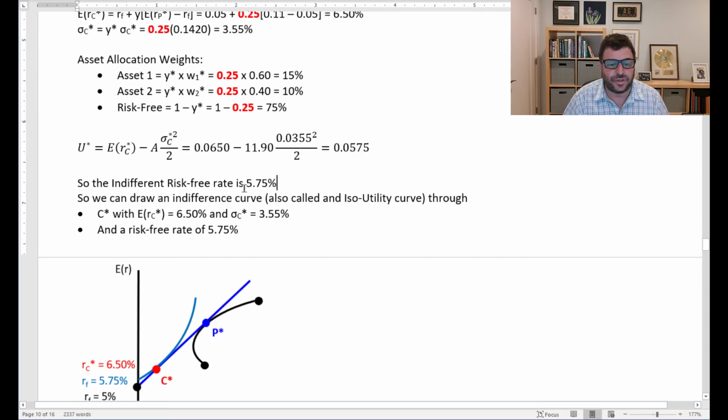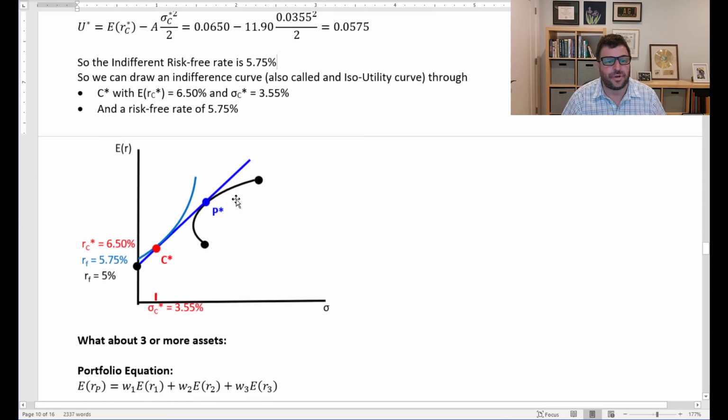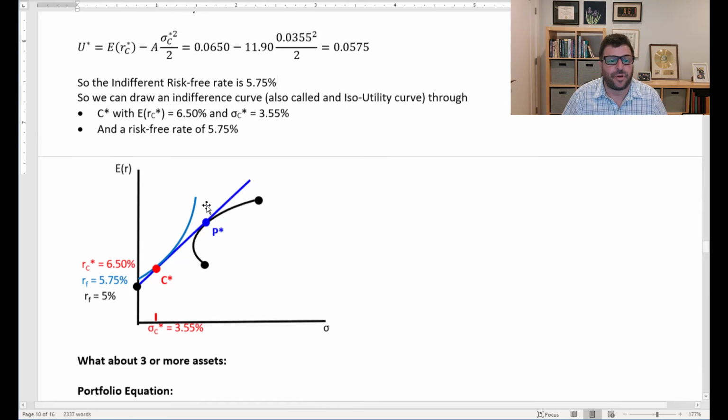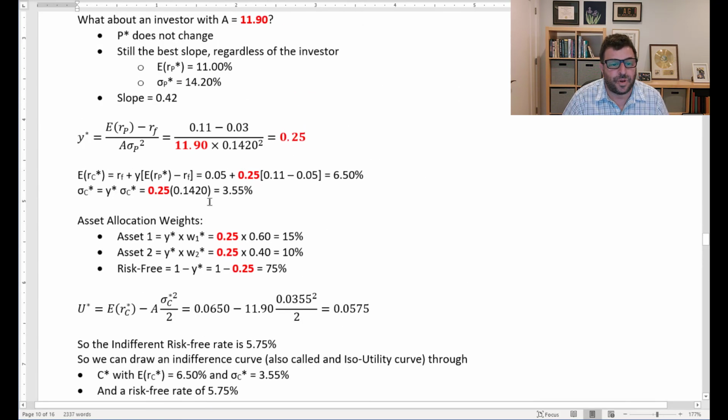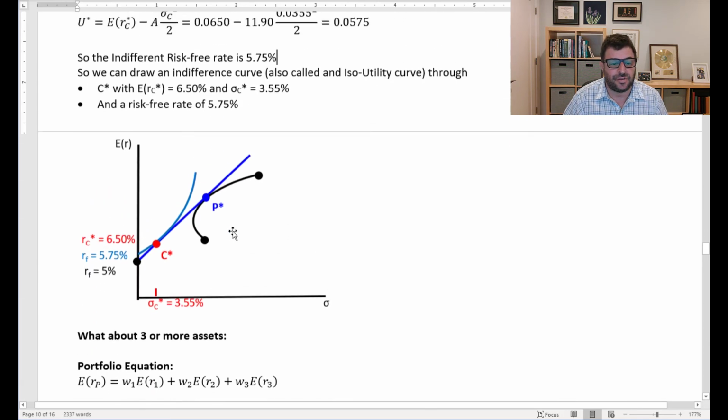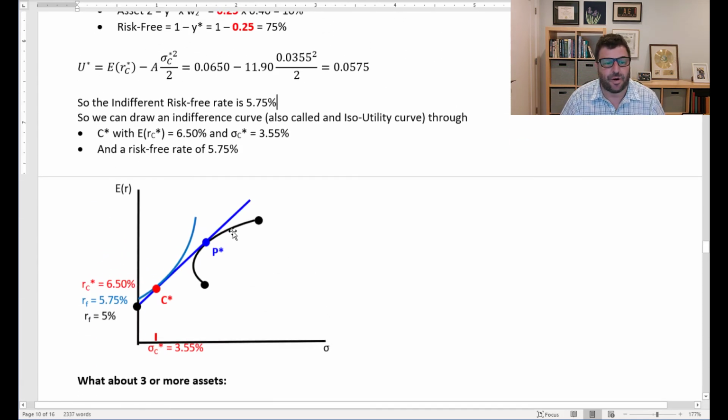And so now we can draw an indifference curve with this new C star. C star is different not because P star was different, but because it's a different investor facing that same investment universe. And so they will allocate differently than the investor with a risk aversion level of 4.25. This investor, with a risk aversion level of 11.9, will therefore put less in the risky and more in the risk-free. And so again, this investor is now optimized.